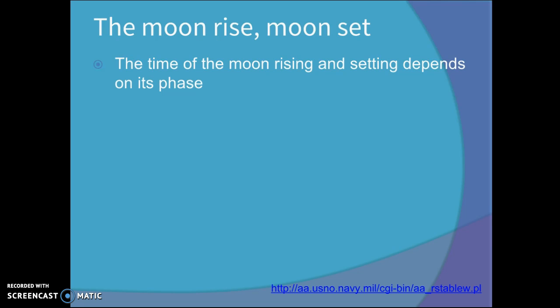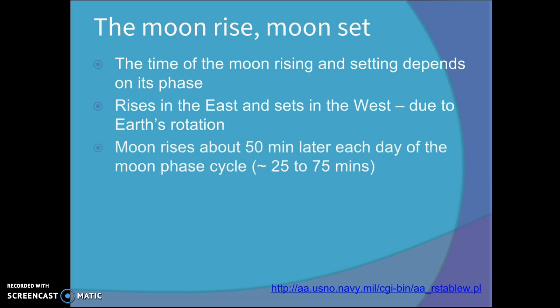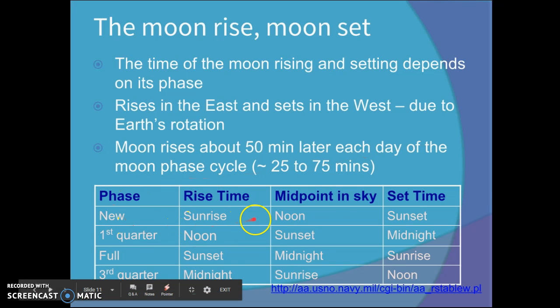Right, the time of the moon rising and setting depends on the phase that it's in. It rises in the east and sets in the west because of the Earth's rotation. And it'll rise usually about 50 minutes later each day of the cycle. Right, so during a new moon, it will rise at sunrise with the sun and set at sunset with the sun. And during a full moon, it actually will rise during sunset and set during sunrise.